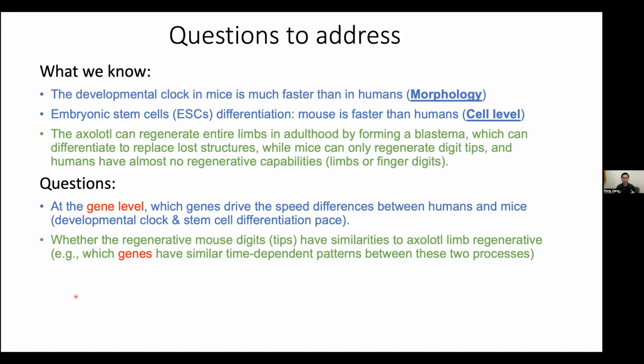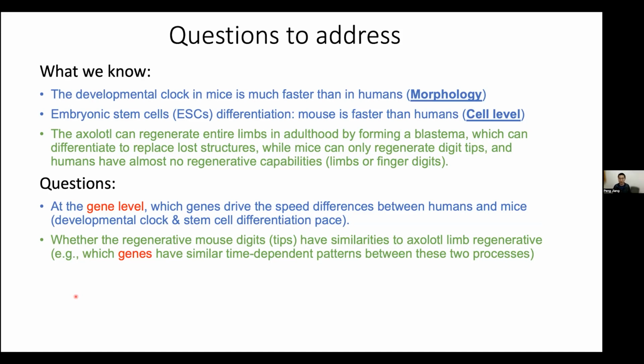And for tissue regeneration, we know the axolotl can fully regenerate the limb because of a cell type called the blastema. Basically, the blastema can replace the lost limb after differentiation. However, the mouse can only regenerate part of the digit, specifically the digit tips. And we humans have almost no regenerative capabilities. We cannot regenerate a limb.